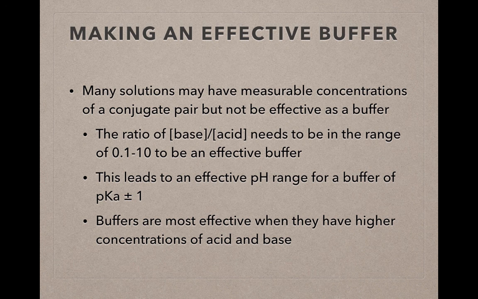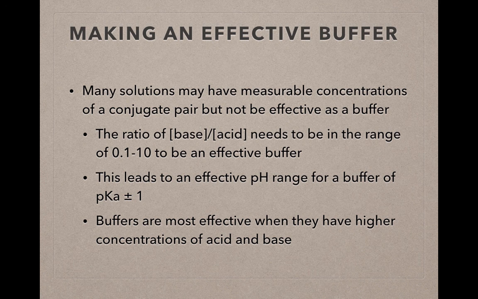Ideally, in order for a buffer to be effective at all, that base to acid ratio needs to be in the range of 0.1 to 10 to be an effective buffer. And so what that really does as far as the pH range is, we can take a look at the acid part of the buffer, and if you take the pKa of that acid, if you have a pH somewhere in the range of plus or minus 1 of the pKa, then that solution can be an effective buffer.